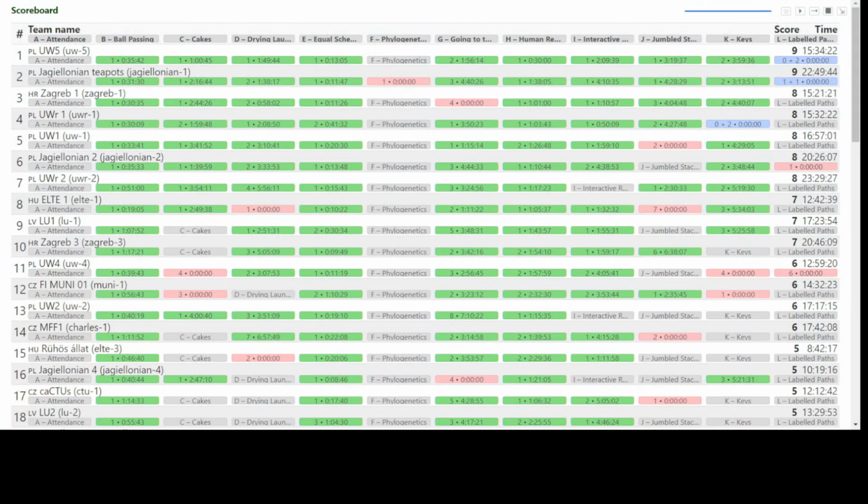In 4th place, we have University of Wrocław 1, 2 attempts at problem K. Successful. Congratulations, that leaves Team Zagreb 1 in 4th place. Please come down to collect your prize.